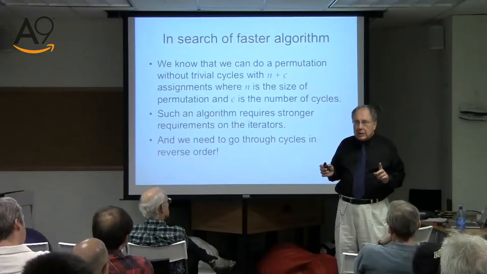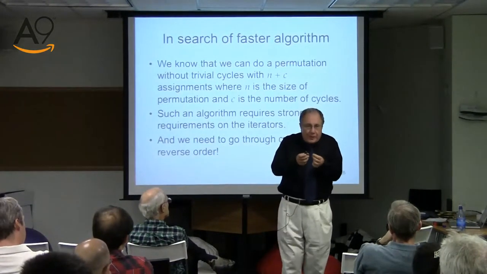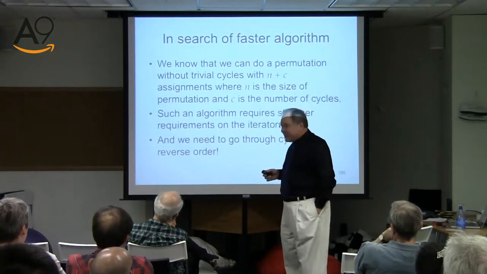If we want to do cycles, we need to do what? Long jumps. We have to go to the next element in the cycle, which might not be the next element. It could be far. So we need stronger requirement on the iterators. We need to be able to do random access. But also, we need to go through cycles in reverse order. Apparently, it's a great insight, because all the people who published this algorithm, prior to Paul and me, would go the wrong way around the cycle.